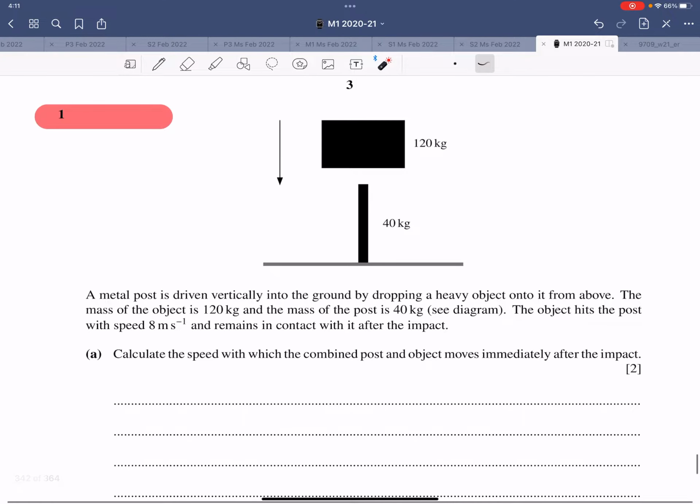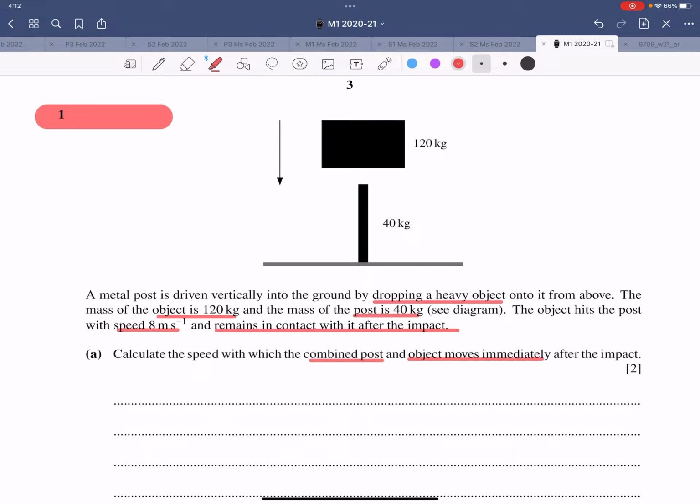The first question: a metal post is driven vertically into the ground by dropping a heavy object onto it from above. The mass of the object is 120 kg, the mass of the post is 40 kg. The object hits the post with a speed of 8 meters per second and remains in contact with it after the impact. Calculate the speed with which the combined post and object moves immediately after the impact.